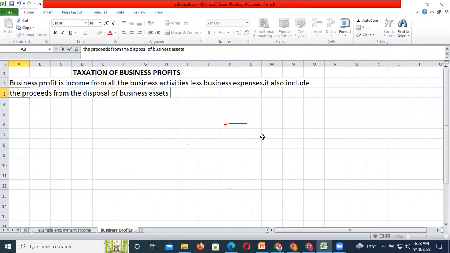And I've introduced the definition. What do you mean by business profit? Business profit is income from all business activities less the business expenses. I was pointing out that when we say income from all business activity, we mean every income from the operation of the business. You are going to consider it in your taxation, as long as that income originates from the business activities. And then we deduct the business expenses. That is also very important in the definition. What we consider are those expenses for the business.